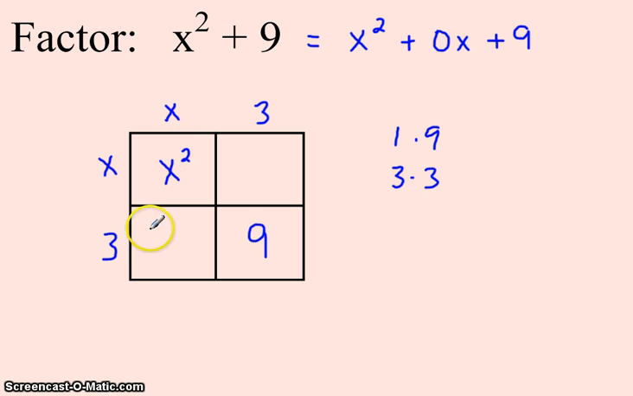If we tried the 3 and the 3, we'd get 3x here and 3x here. When I add these two together, I get 6x. Doesn't work. So I'm going to get rid of those two. Now I'm going to try the 1 and the 9. Well, I would get 9x here and a 1x here. And when I add these two up, again, I'm going to get 10x, not 0x. And it doesn't matter if I pick negatives with -1 and -9, -3 and -3. It just flat out doesn't work. So this doesn't factor.